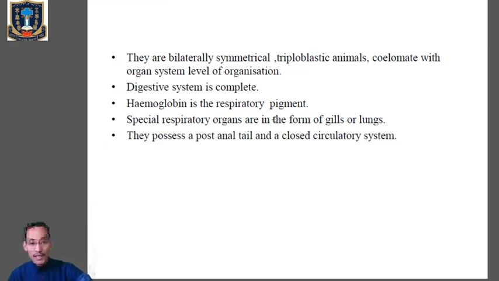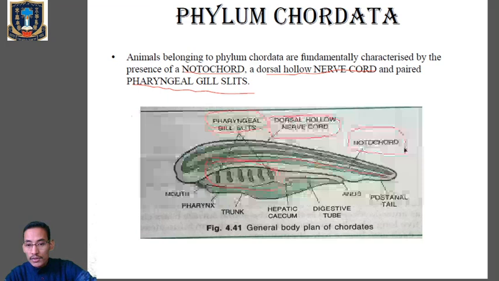be excreted. Next feature, hemoglobin is the respiratory pigment, and where is it present? Mainly in the red blood cells. Then for respiration, we have gills or lungs, which act as the respiratory organs, and they possess a post-anal tail, and they have a closed circulatory system. Closed circulatory system means they have well-developed blood vessels. They have arteries, they have veins, they have capillaries. Now look over here, the post-anal tail.